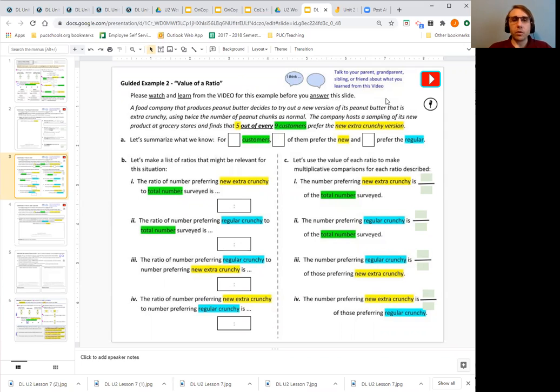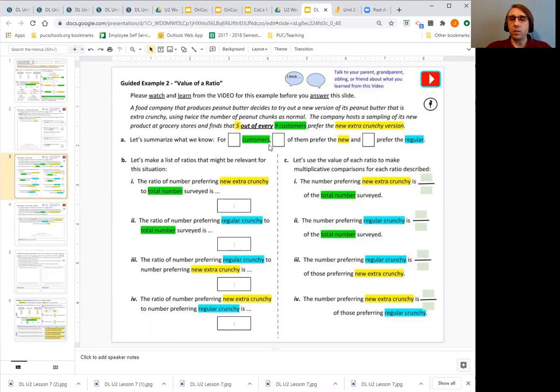But so this problem, I hope that you've already read it for yourself. If you haven't, that's okay. You can pause the video and read it for yourself. Or you can also click on this and it will read for you the story and some of the directions. What it won't read for you is the ratios down below. So we'll do that together.